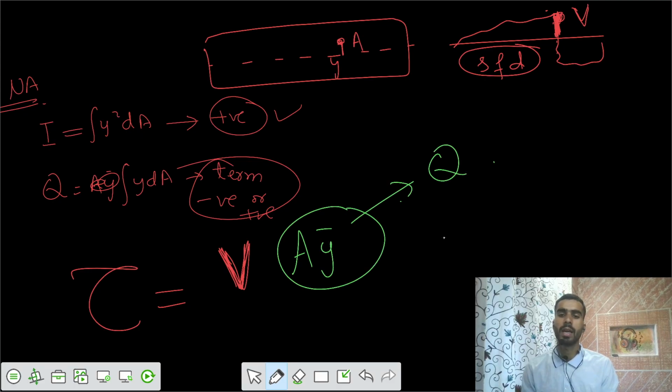The first moment of area about the neutral axis. So there we have some term y that was from the neutral axis.